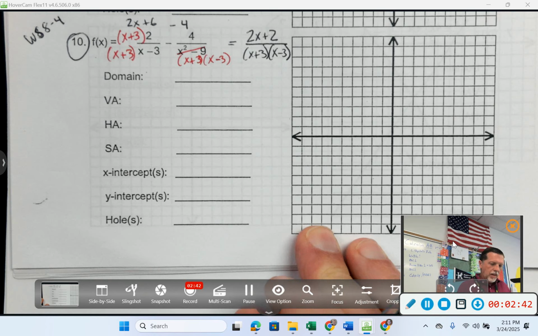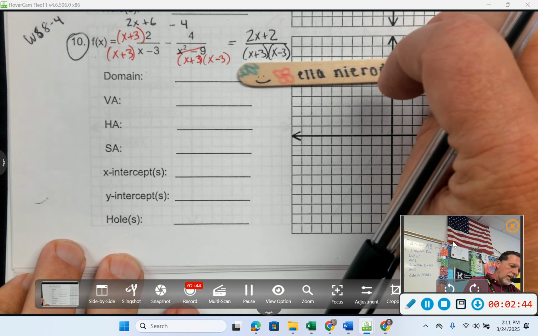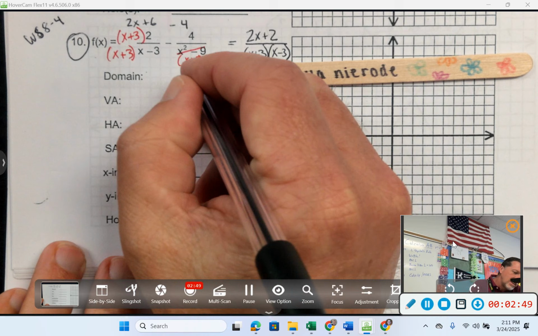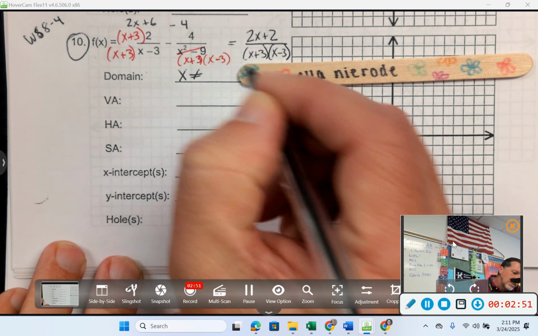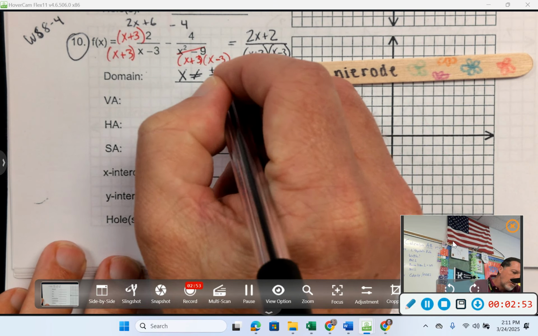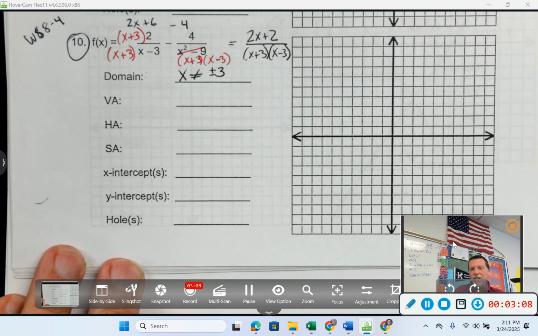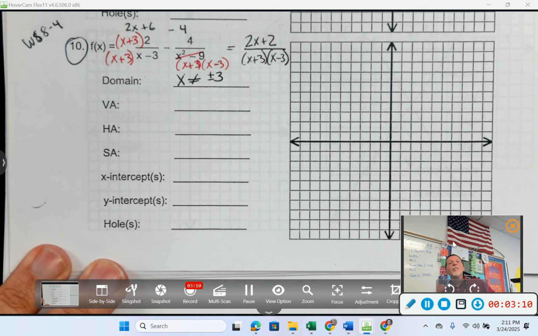Let's see. Ella, what about the domain? Why can't x be 3 and negative 3? Yep. And what's wrong with factors in the bottom being 0? Good. Can't divide by 0, so that would make it undefined. So we can't use plus or minus 3.